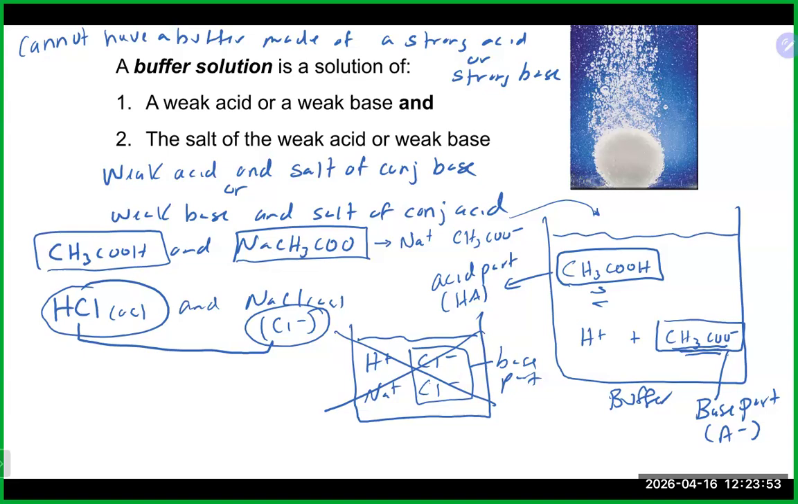So how does it actually function to keep the pH from going crazy? Let's take a look at how it actually works, which is we'll start off with a non-buffer solution. And everybody's favorite non-buffer solution is water. Yeah, that is a non-buffer.